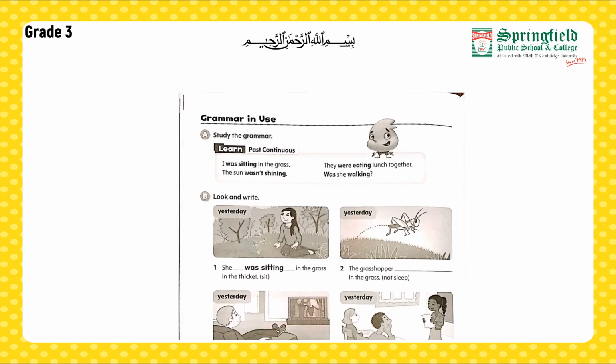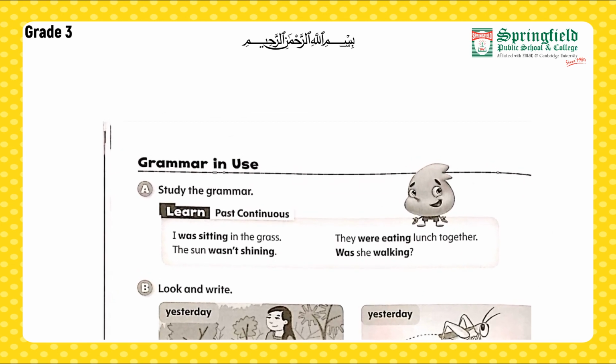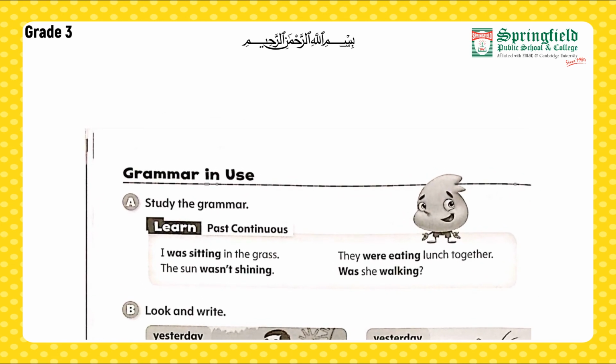Moving to our grammar in use. Part A. Study the grammar. Learn past continuous. I was sitting in the grass. They were eating lunch together. The sun wasn't shining. Was she walking? So here we have got affirmative, negative and interrogative sentences.